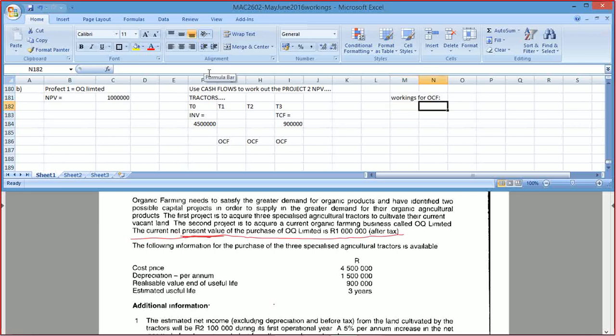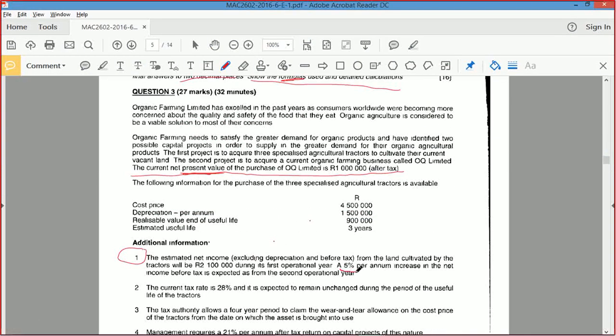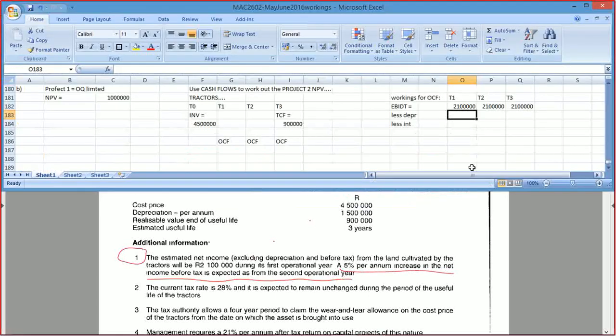Okay, so workings for OCF. I need the estimated net income excluding depreciation and before tax. So EBITDA, years 1, 2, and 3: $2.1 million. Then I need to less depreciation, less interest. Oh, hold on a sec. This says 5% per annum increase in the net income, from the second operational year. So this needs to go up by 5%. 2205. And that needs to go up by 5%. There we go, 252. The current tax is 28%.